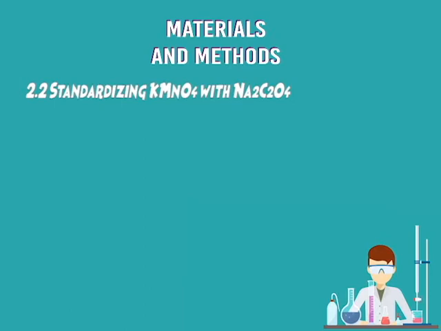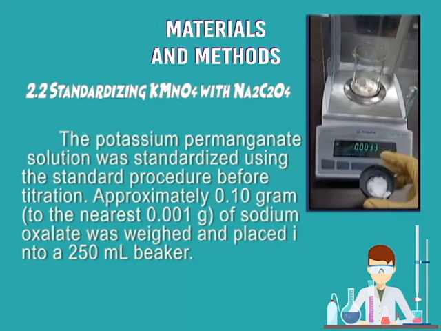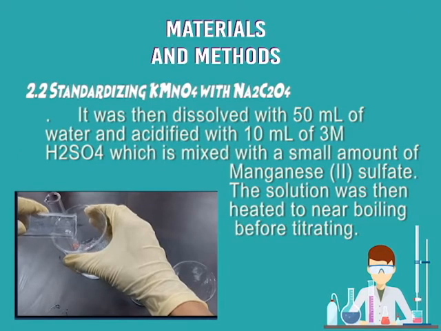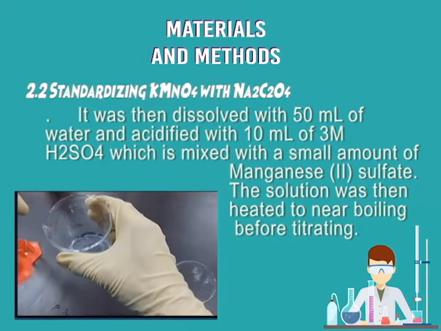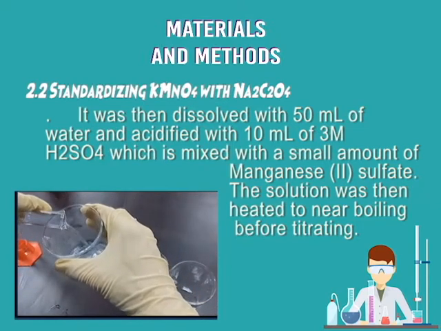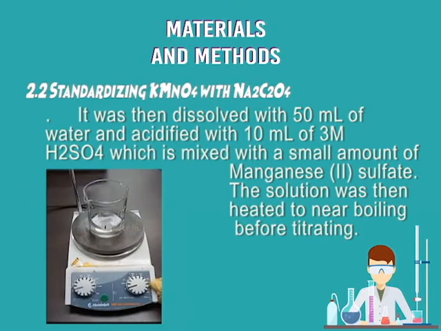Standardizing potassium permanganate with sodium oxalate. The potassium permanganate solution was standardized using the standard procedure before titration. Approximately 0.10 grams of sodium oxalate was weighed and placed into a 250 ml beaker. It was then dissolved with 50 ml of water and acidified with 10 ml of 3 molar sulfuric acid, which is mixed with a small amount of manganese sulfate. The solution was then heated to near boiling before titrating.